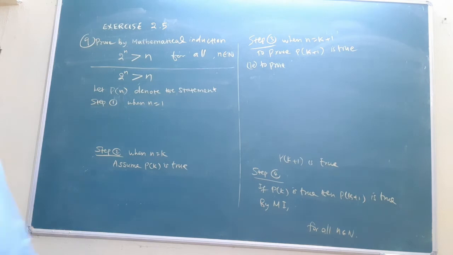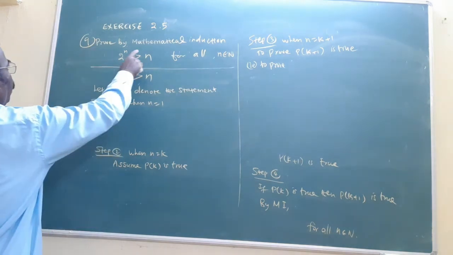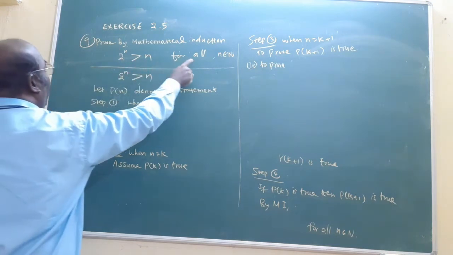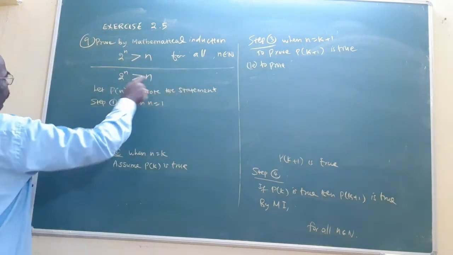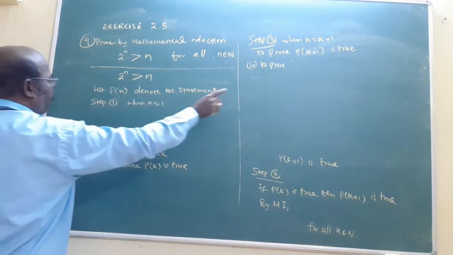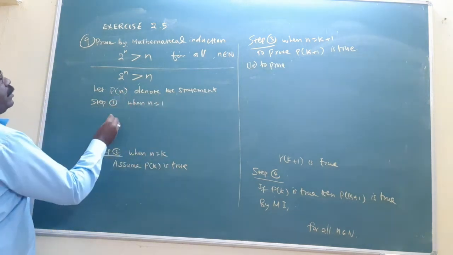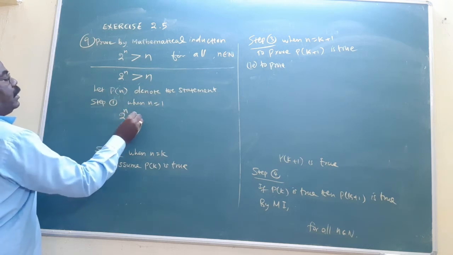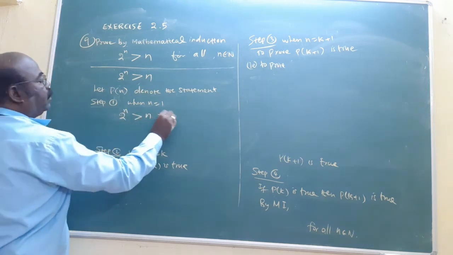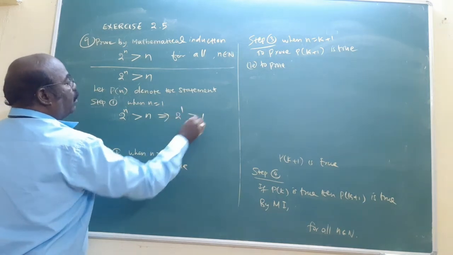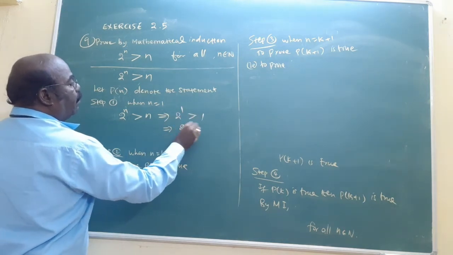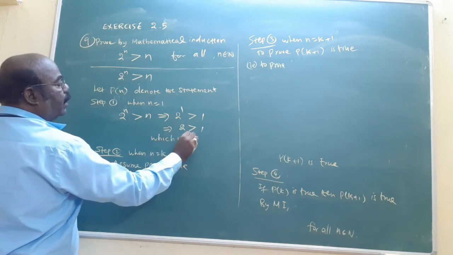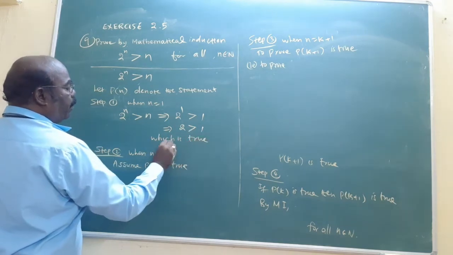Now the next question, exercise 2.5, 9th question. Prove by mathematical induction 2 power n greater than n for all n. This is given. Let it be P of n, the given statement. For n equal to 1, what is the answer? 2 power n is given. Now this implies 2 power 1 greater than 1, which implies 2 is always greater than 1. Which is true. Am I right? It's true, no? That's why P of 1 is true.